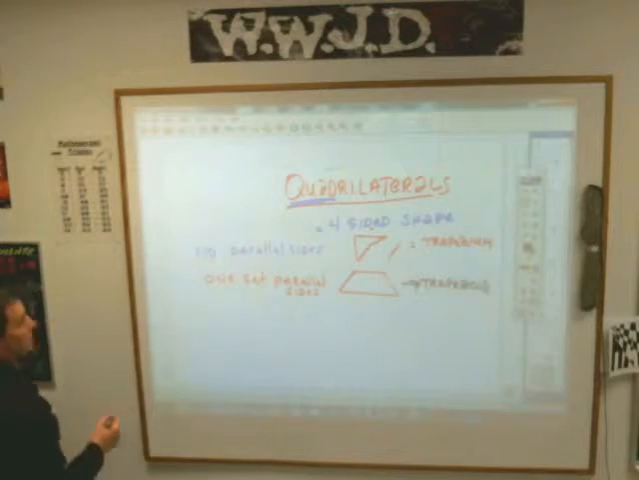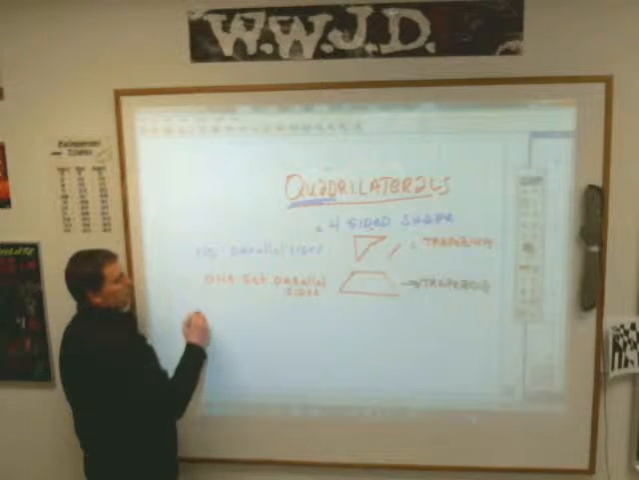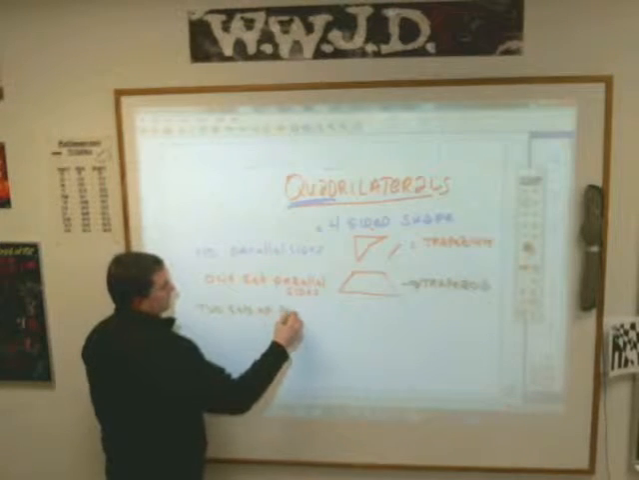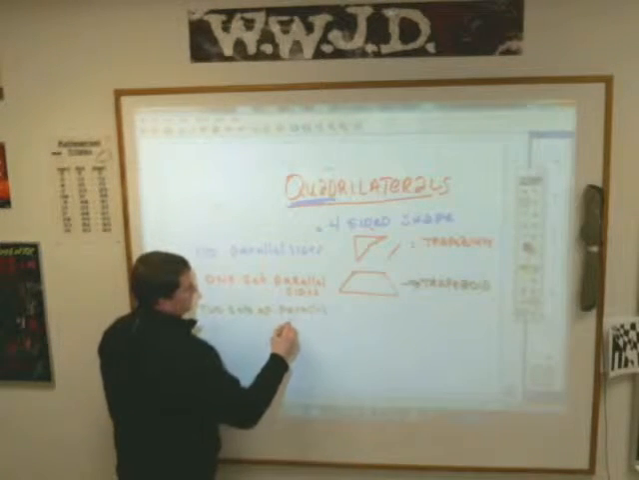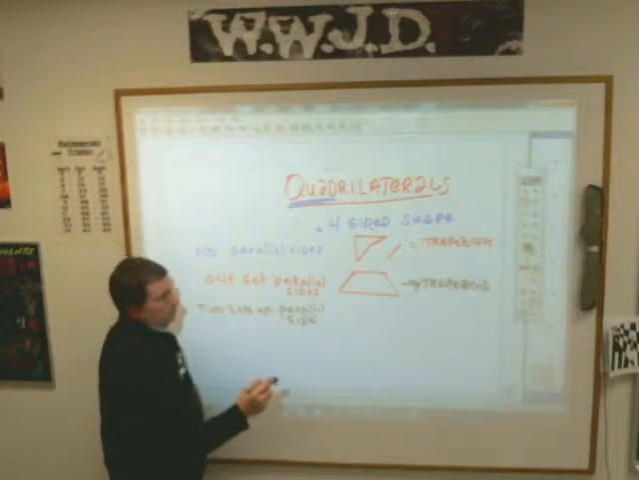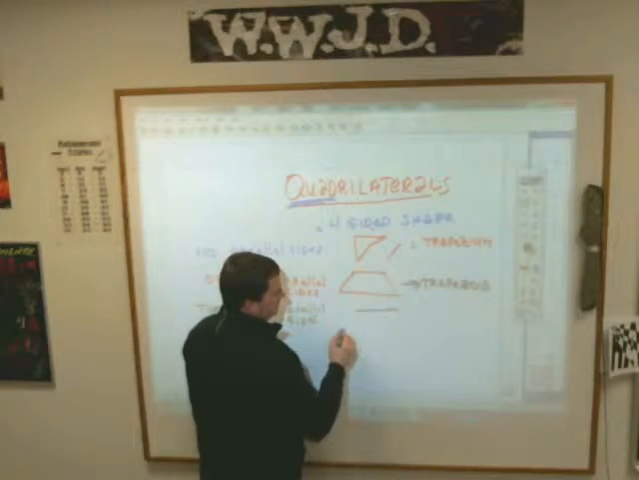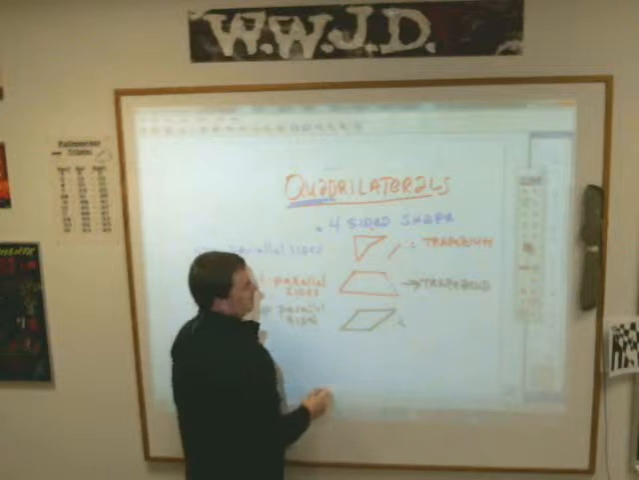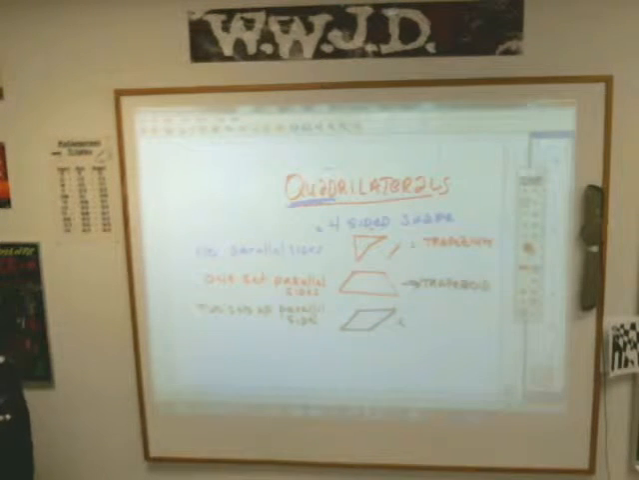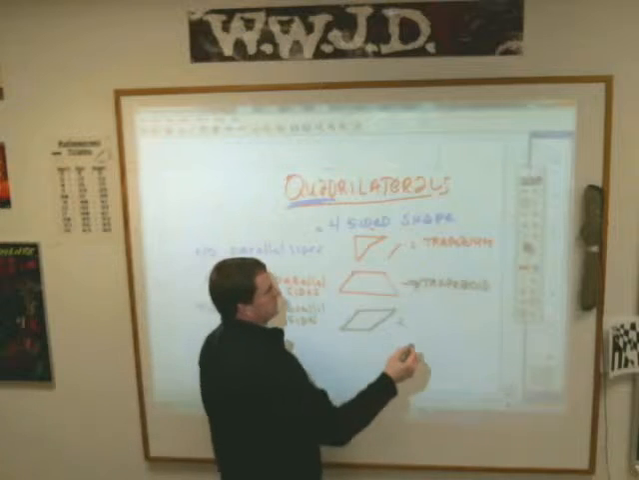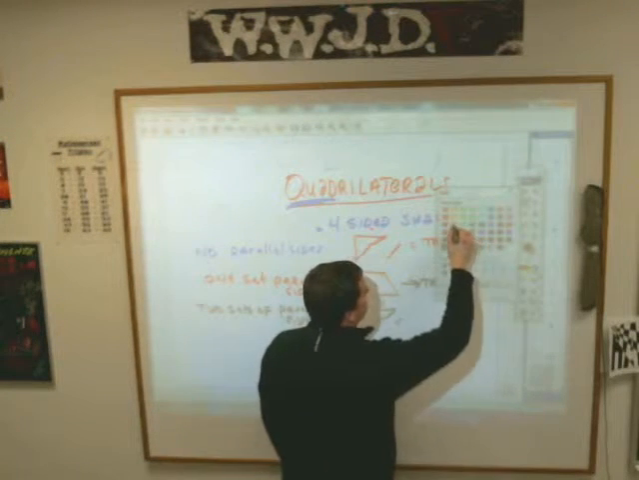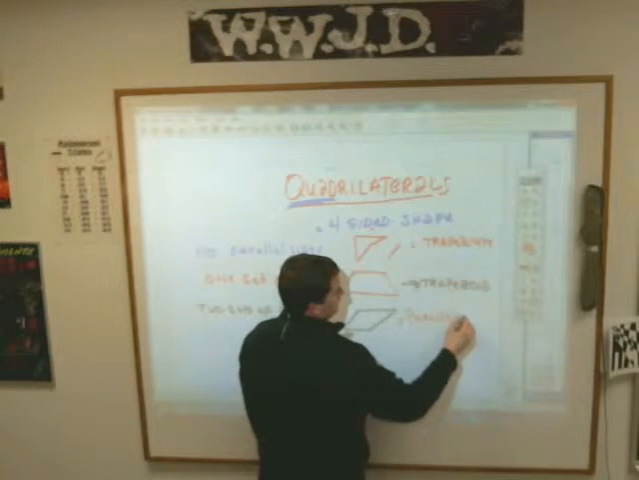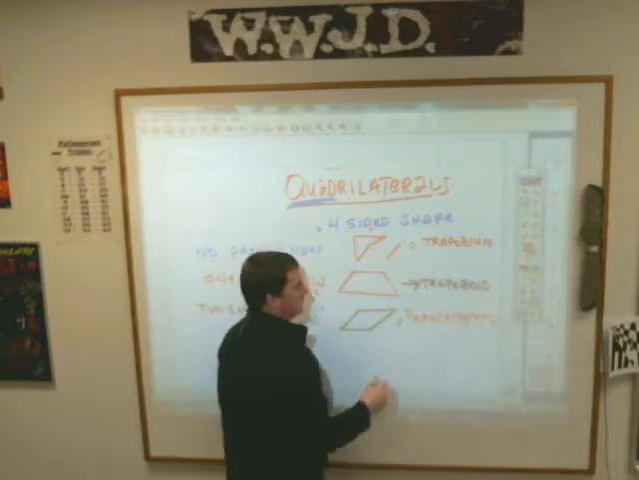Now a couple that we do know, something that has two sets of parallel sides. It would look like this. You got this side that's parallel, this side that's parallel, this is parallel, that's parallel. Those are, Grace? Parallelogram. It is a parallelogram. Okay.